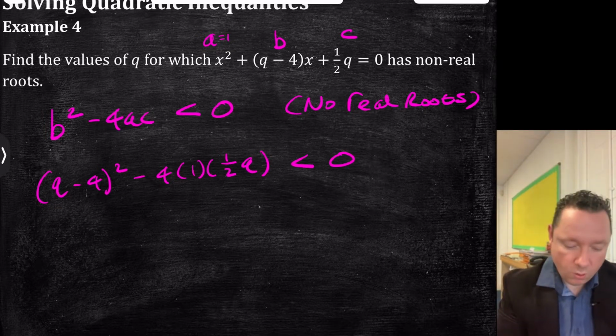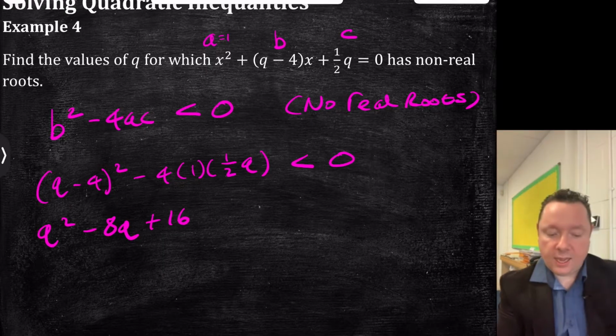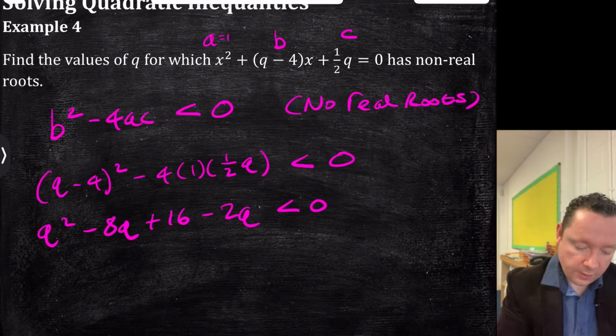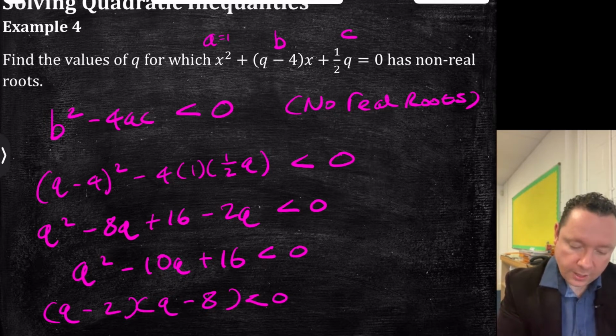So we've got a quadratic inequality, hopefully. q squared minus 8q, and 4 4s are 16. And then 4 times a half is 2, so that's minus 2q, and that's less than 0. So that's q squared minus 10q plus 16 is less than 0. And we can see if we can factorize that. So double brackets, q and q, 8 and 2, minus 8 minus 2 makes minus 10, is less than 0. So a quick sketch on the side. Minus 8, minus 2.